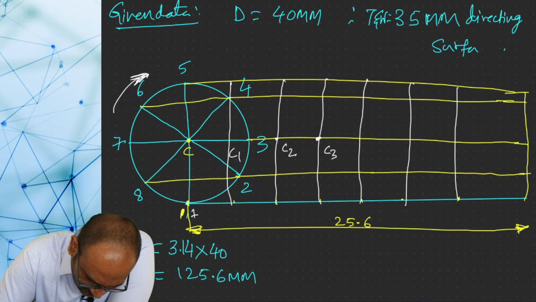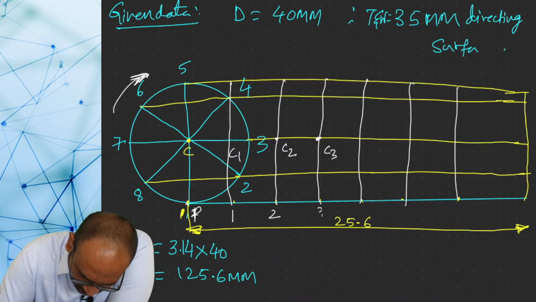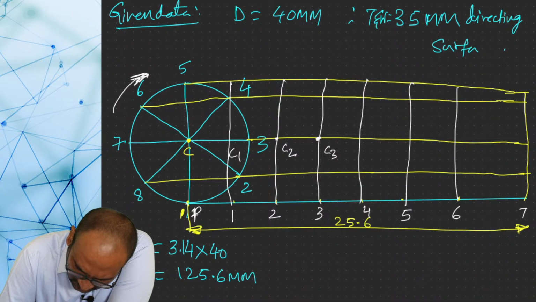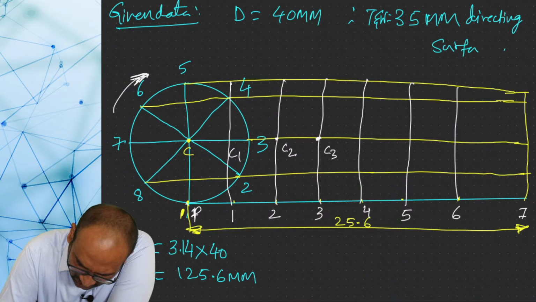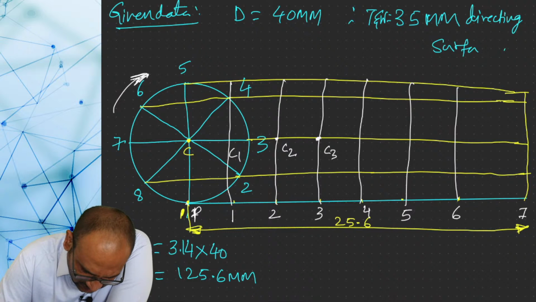This is P, 1, 2, 3, 4, 5, 6, 7. 1, 2, 3, 4, 5, 6, 7. This is 7 and this is 8. This is C1, C2, C3.